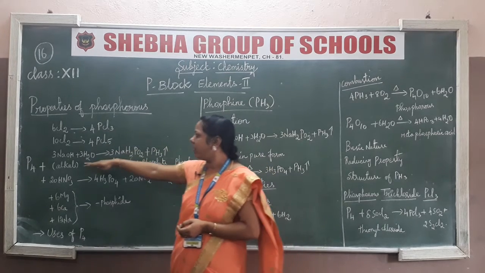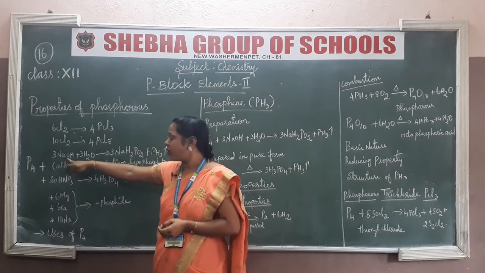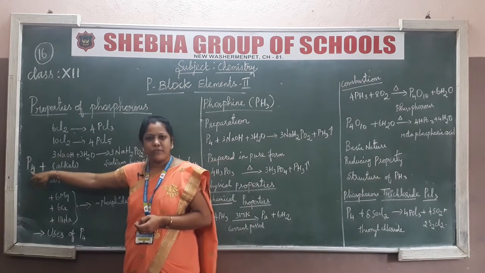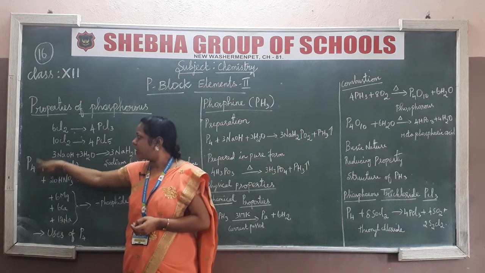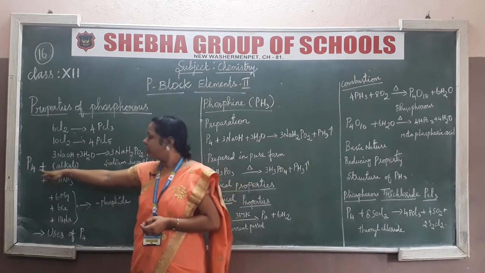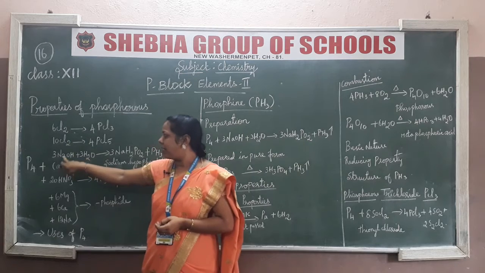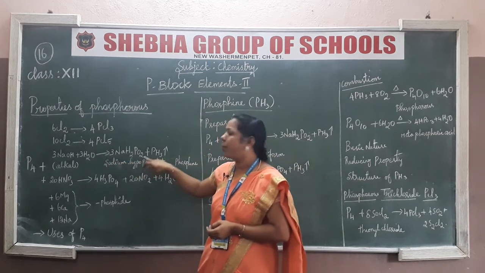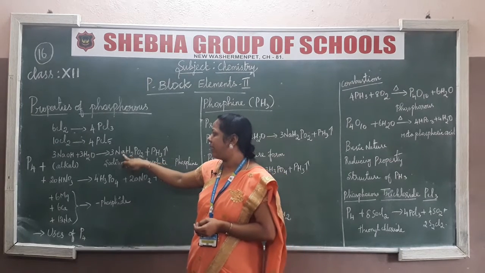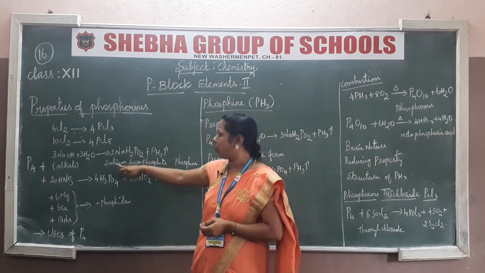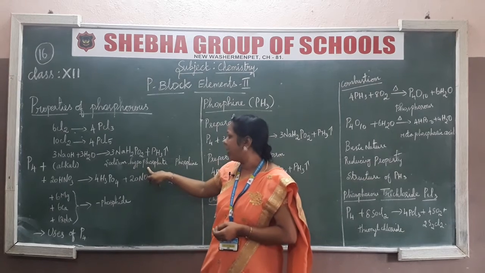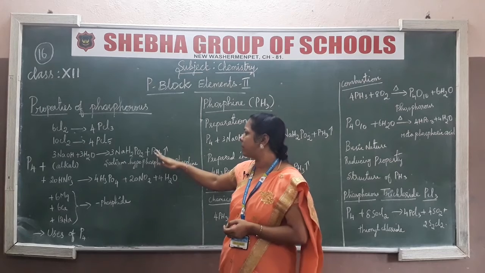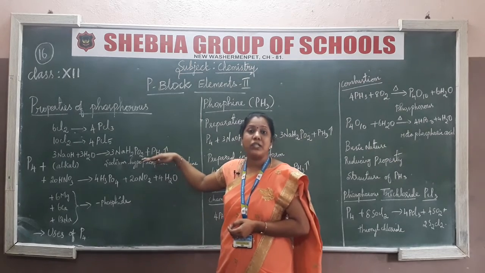Okay, very good. And then, next, phosphorus reacts with alkali, that is P4. So I have to write down the reaction. Notice that P4 reacts with alkali metals along with water molecules, and we can get sodium hypophosphite, that is NaH2PO2, and PH3, that is phosphine. PH3 means phosphine, and it is a gaseous state.